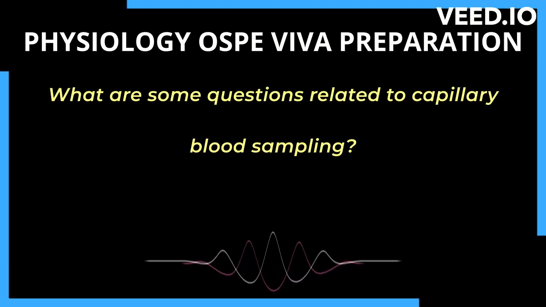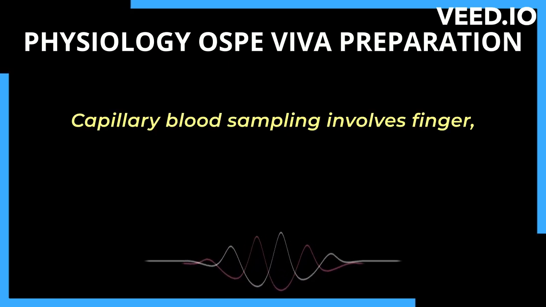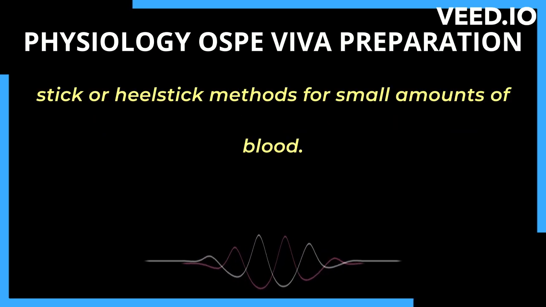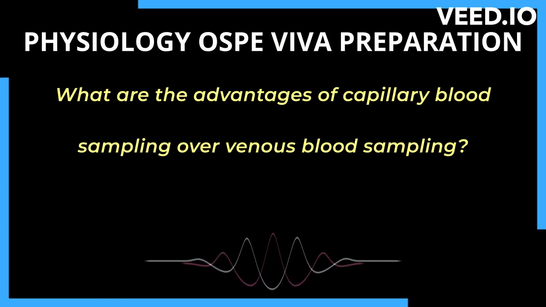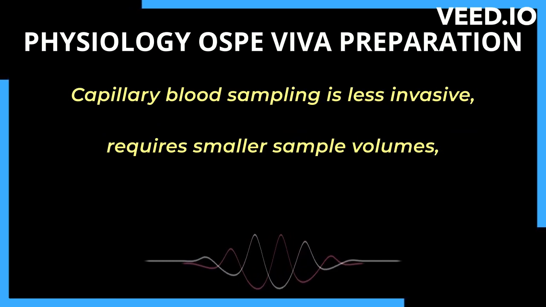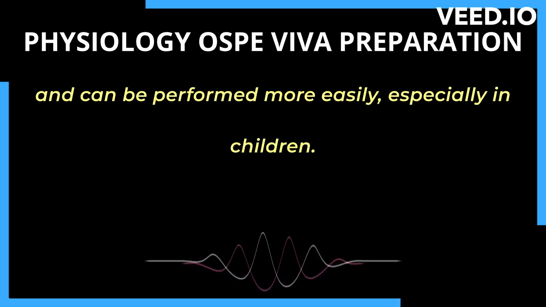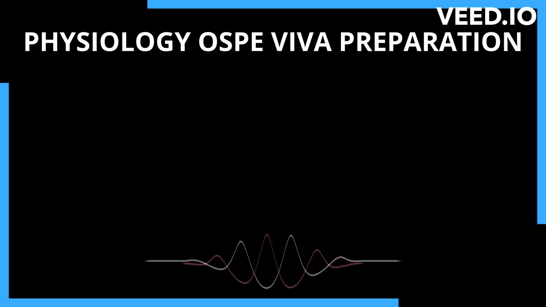What are some questions related to capillary blood sampling? Capillary blood sampling involves finger stick or heel stick methods for small amounts of blood. What are the advantages of capillary blood sampling over venous blood sampling? Capillary blood sampling is less invasive, requires smaller sample volumes, and can be performed more easily, especially in children.